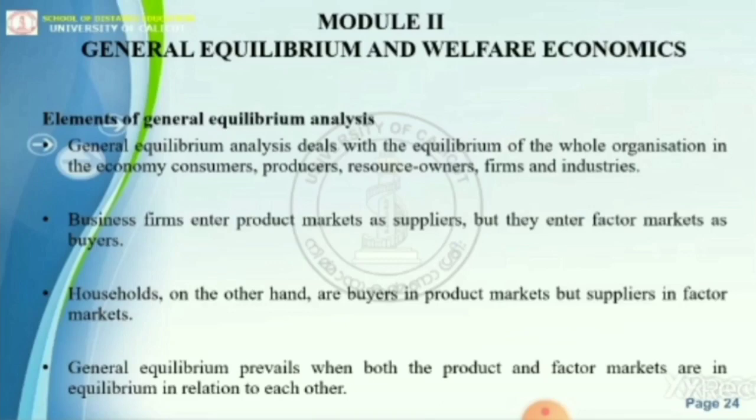So business firms enter product markets as suppliers, but they enter factor markets as buyers. Households, on the other hand, are buyers in the product market but suppliers in the factor market. So general equilibrium prevails when both the product and factor markets are in equilibrium in relation to each other, right?